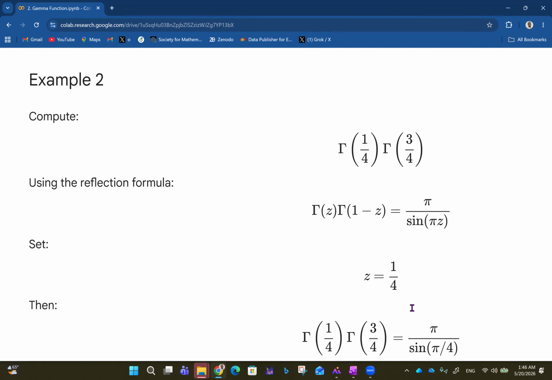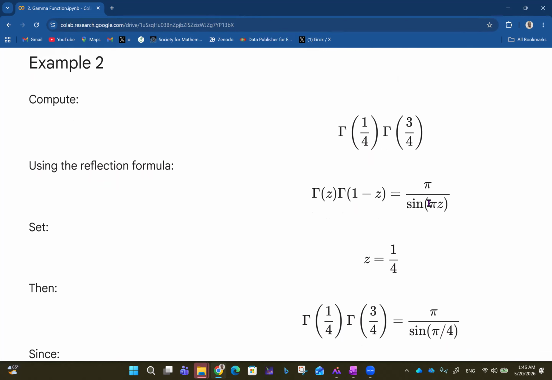So example 2 now, you want to deal with gamma 1 over 4, gamma 3 over 4. So that may not, you probably don't know the value for gamma 1 over 4, but we have the reflection formula, we have the duplication formula, which you can revert to. So using the reflection formula, gamma z, gamma 1 minus z is pi over sine pi z. So since z is 1 over 4, you have gamma 3 over 4 right here.